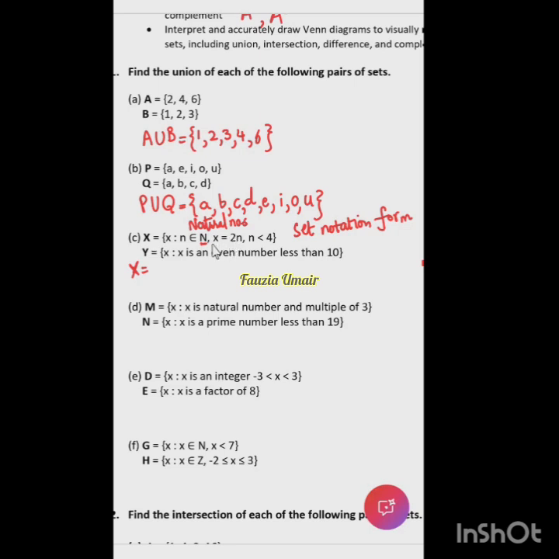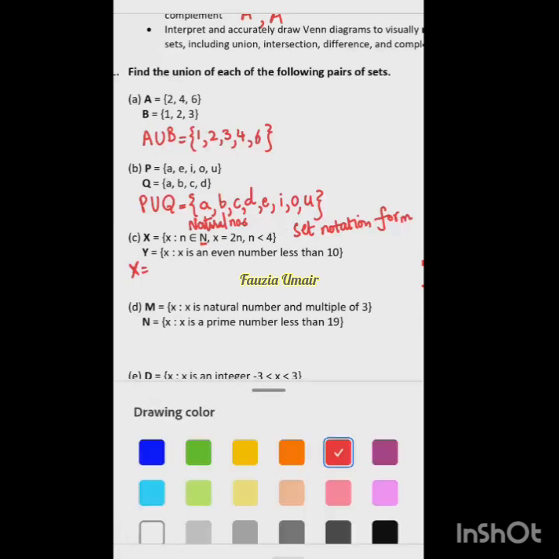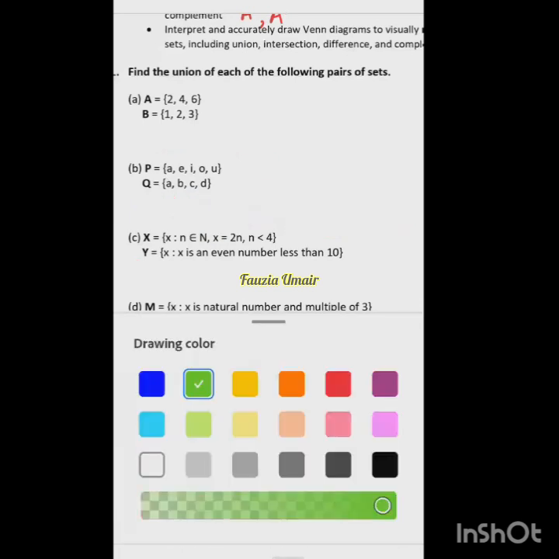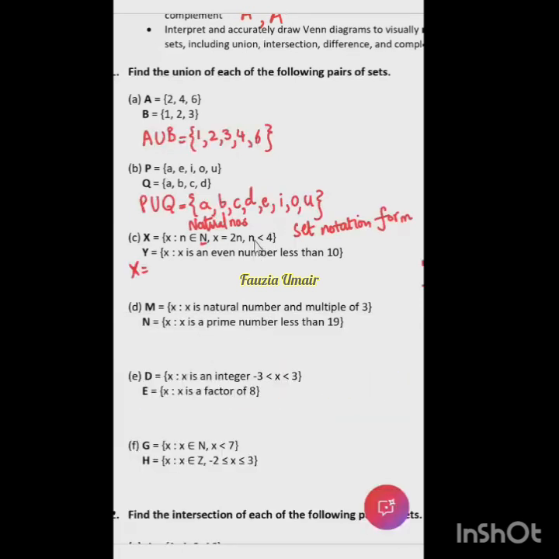So x is the element of this set X and n is the variable we are using inside. x is what? x is 2n and n is basically less than 4. So n is a natural number, first of all. We should know natural numbers start with 1 and n is less than 4. So can you tell me what are the values n can get? What are the values n can get? n starts with 1 and n is less than 4.